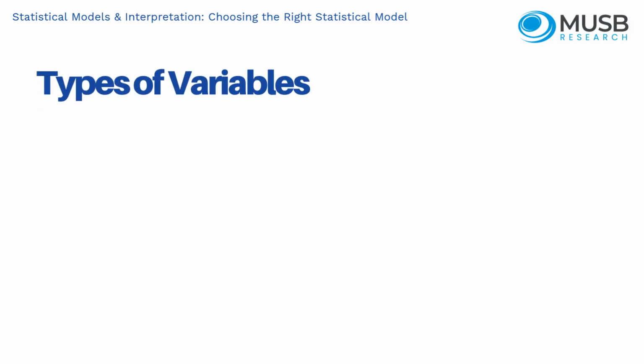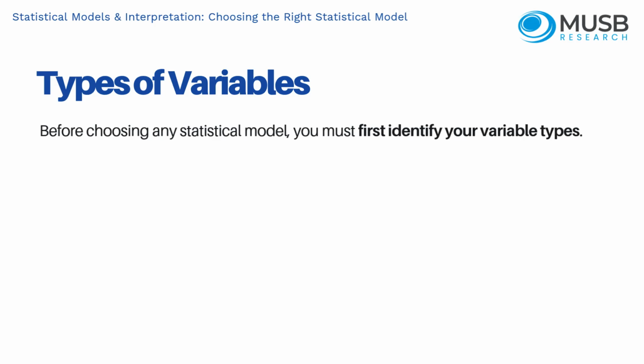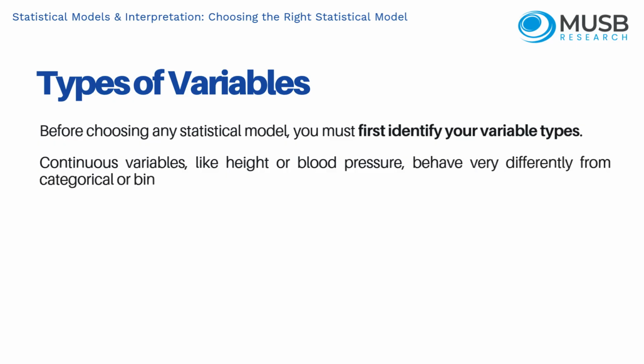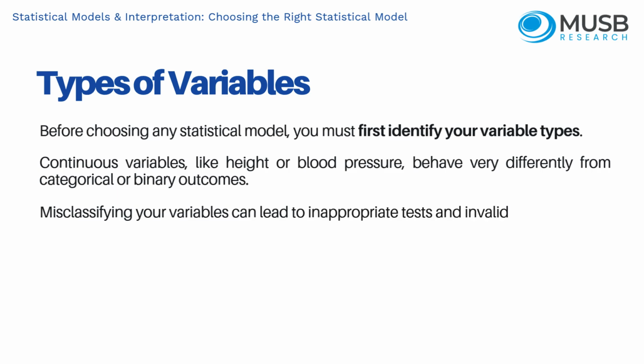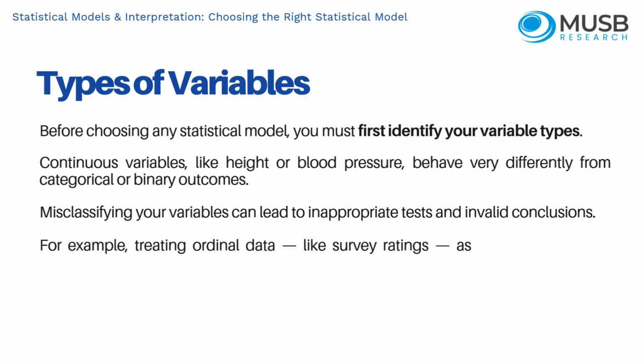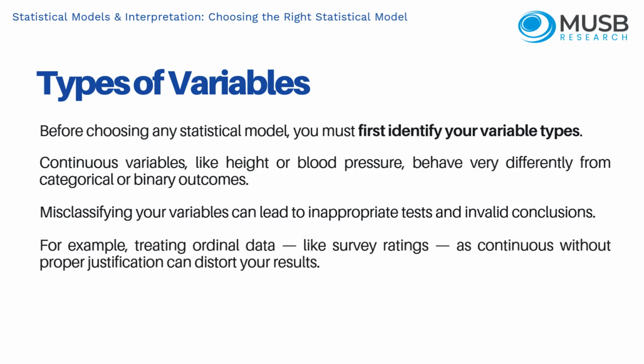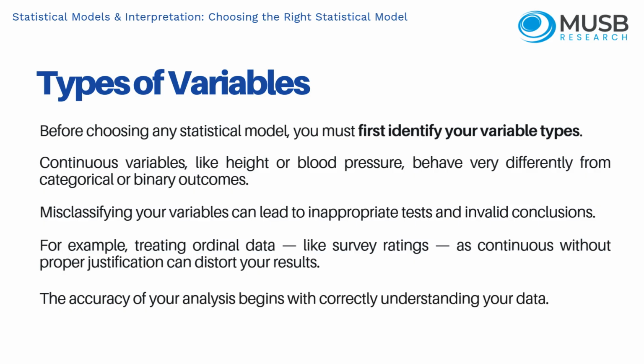Types of variables. Before choosing any statistical model, you must first identify your variable types. Continuous variables, like height or blood pressure, behave very differently from categorical or binary outcomes. Misclassifying your variables can lead to inappropriate tests and invalid conclusions. For example, treating ordinal data, like survey ratings, as continuous without proper justification can distort your results. The accuracy of your analysis begins with correctly understanding your data.